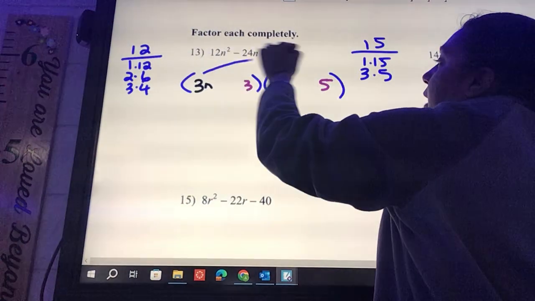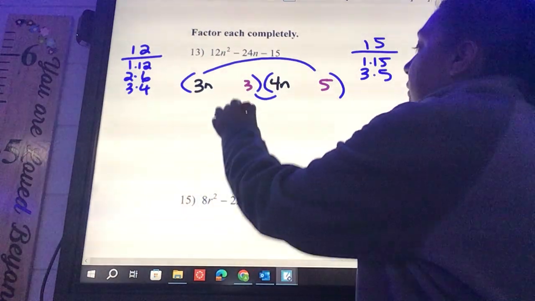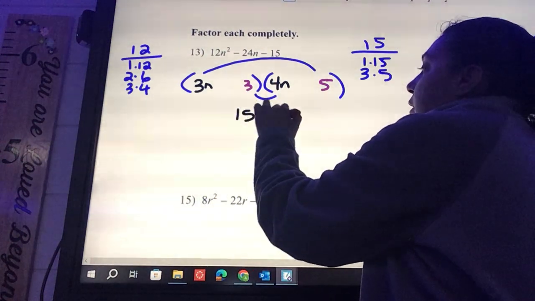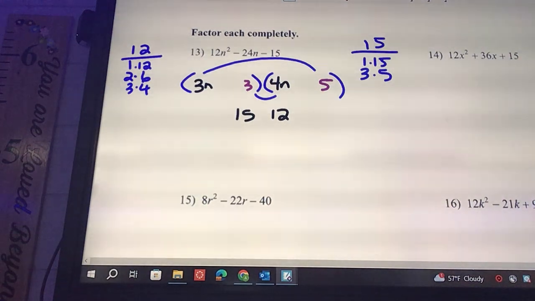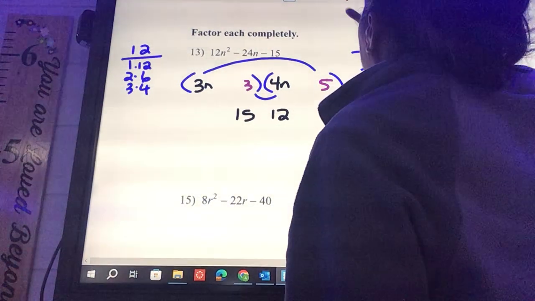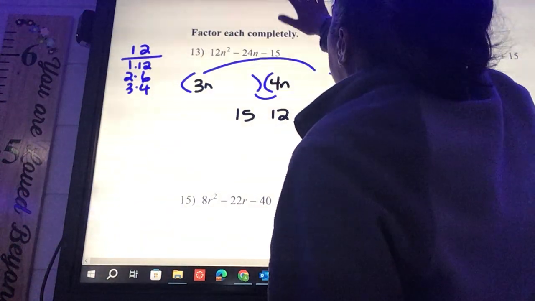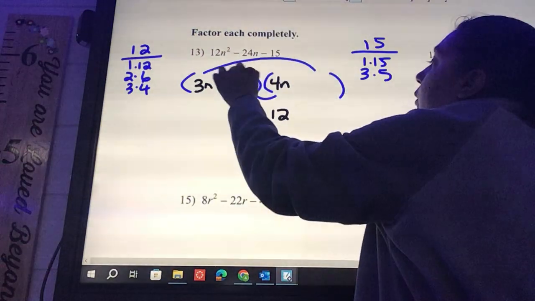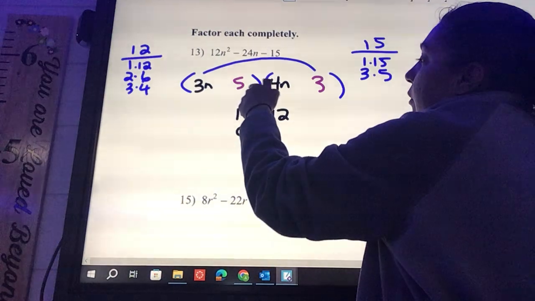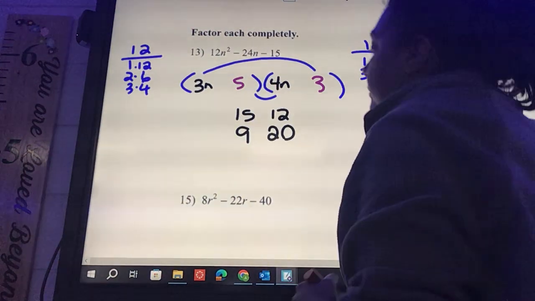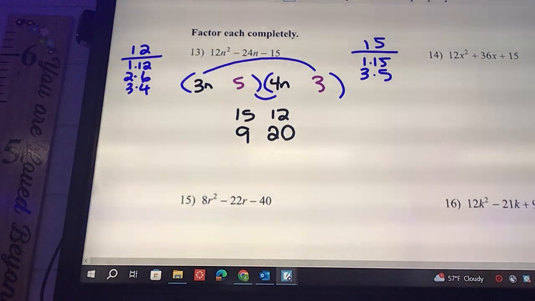Okay, we're going to check the outer 2 and the inner 2. Okay, so 3 times 5 is 15. 3 times 4 is 12. Okay, well, a 15 and a 12 is never going to give me a 24, so that one is not going to work. So we're going to erase the 3, 5 and put 5, 3 instead. We're going to try 5, 3. Okay, 3 times 3 is 9. 5 times 4 is 20. Okay, well, a 9 and a 20 is not going to give me a 24.